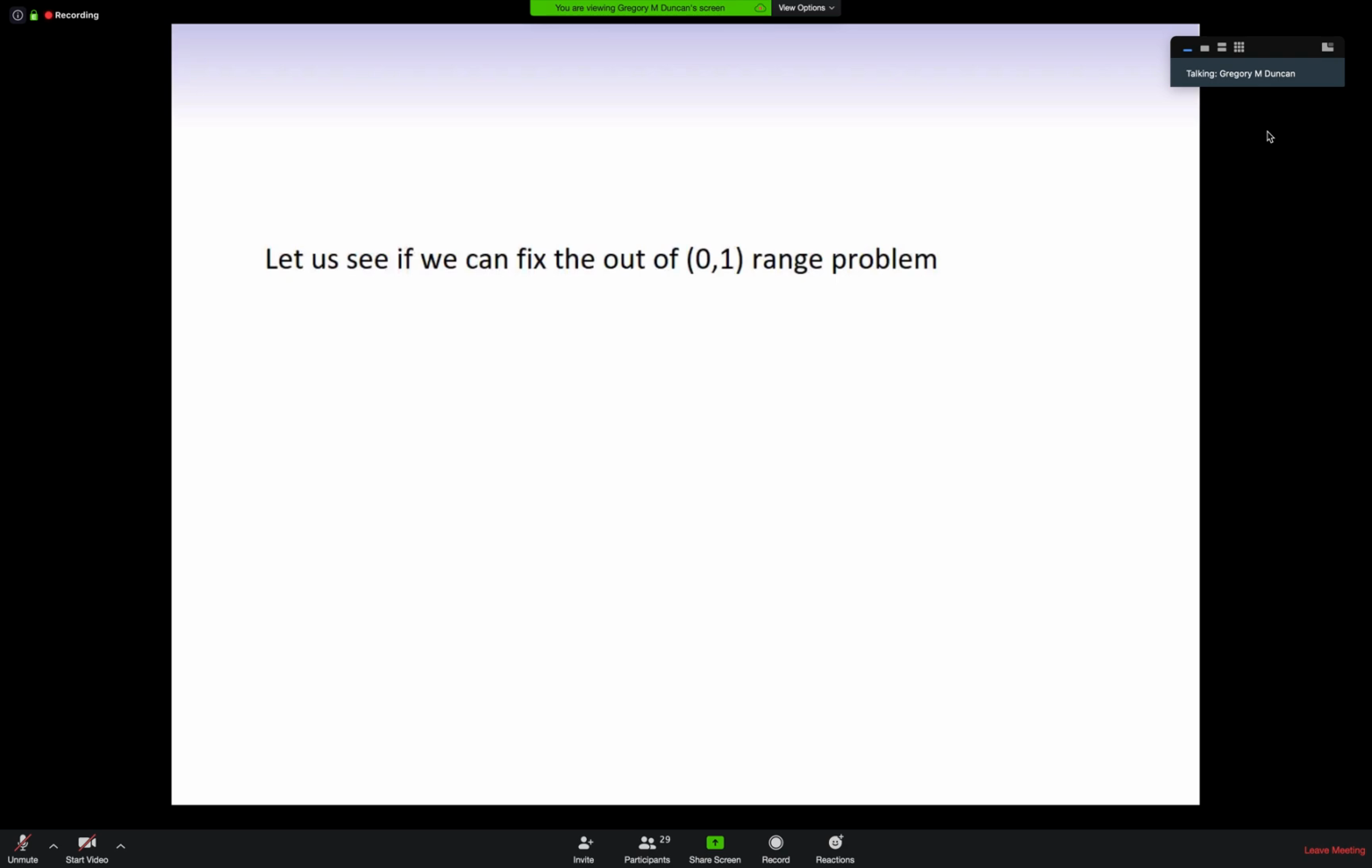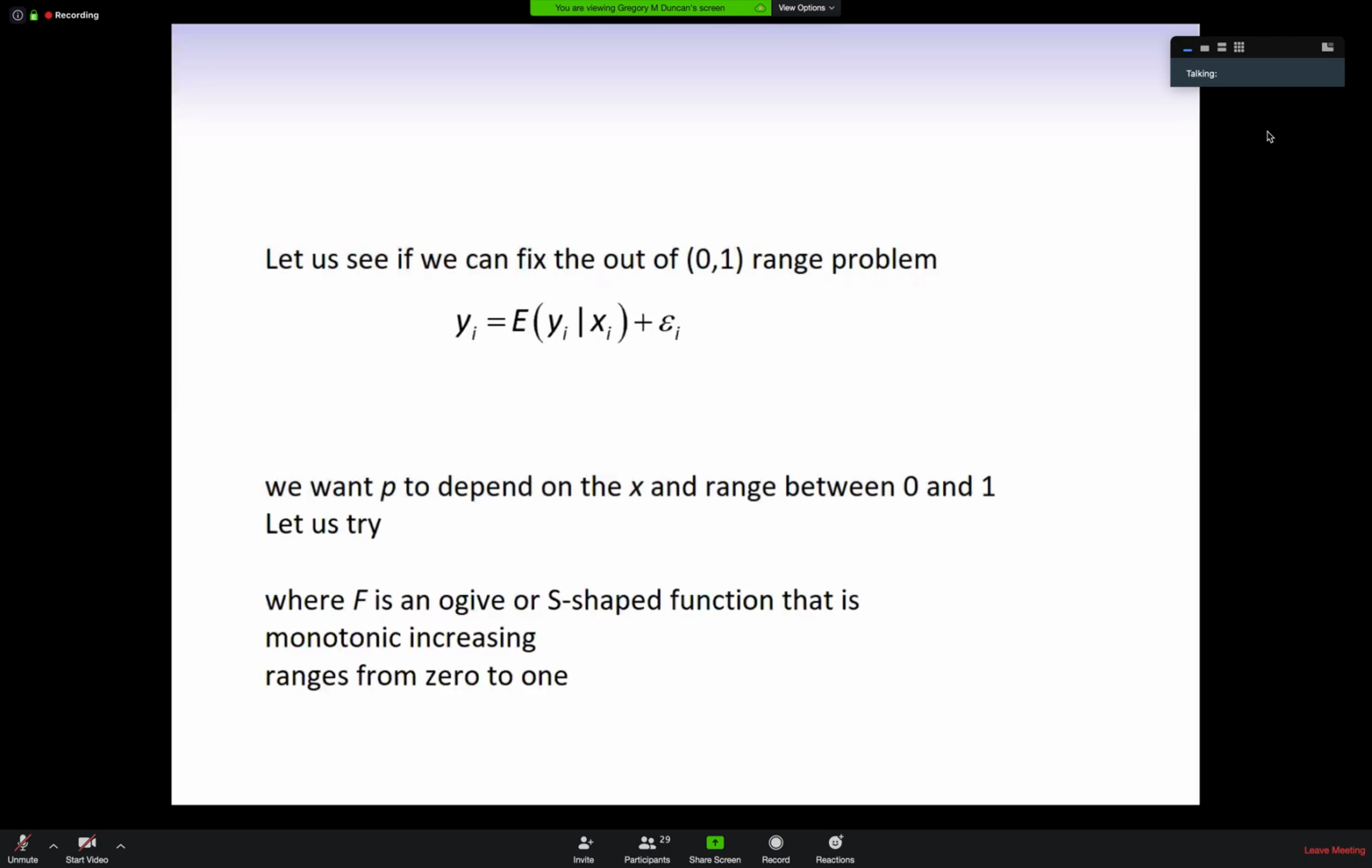Okay, let's see if we can fix the out of 0, 1 range problem. We have y equals E of y given x plus an error, which equals pi plus an error. We want the pi to depend on X and range between 0 and 1. That is, we don't want that to get bigger than 1 or less than 0.